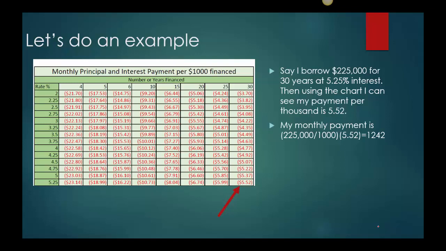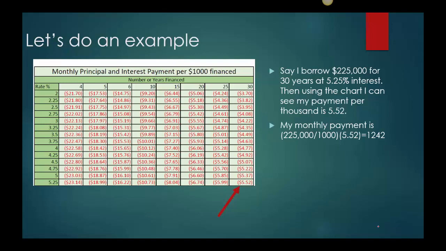So I said, say we borrowed $225,000. So I'm not saying this is how much the house was. This is the amount I'm borrowing. And I said, what if we do 30 years at 5.25% interest? So I could just show you on the chart what that would look like.